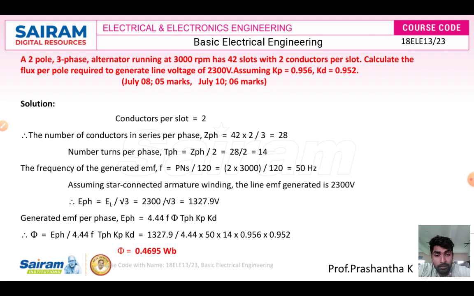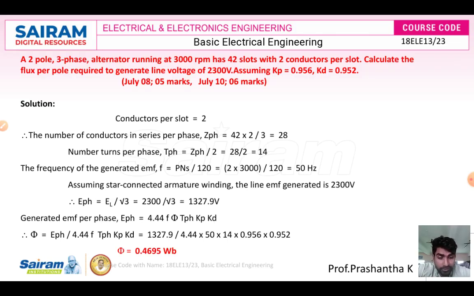So the line EMF is given. Assuming Kp is equal to 0.956 and Kd is equal to 0.952. Conductors per slot is equal to 2, and the number of conductors in series per phase, Z phase, is equal to 42 times 2 divided by 3, that is, number of slots into conductors per slot, per phase. Why have we taken 3 here? Because it is a 3-phase AC generator, or 3-phase alternator. That's why we have taken 3 phases.